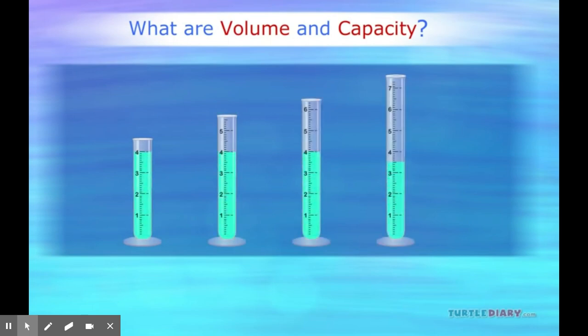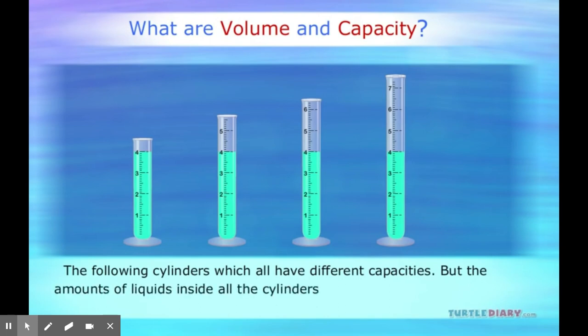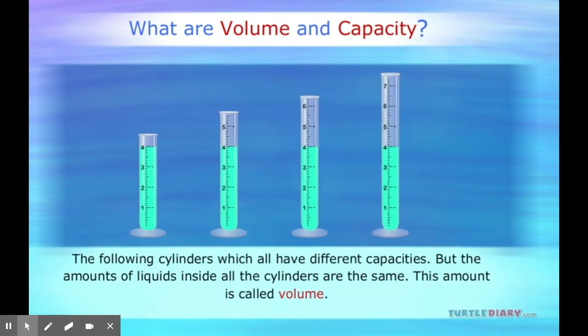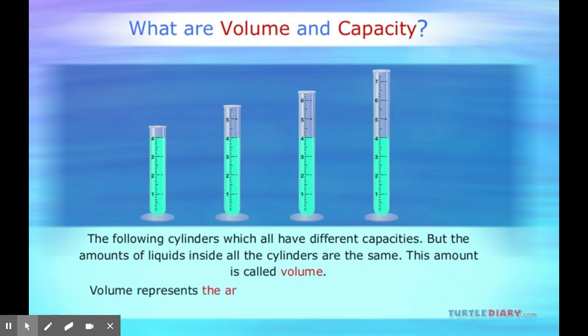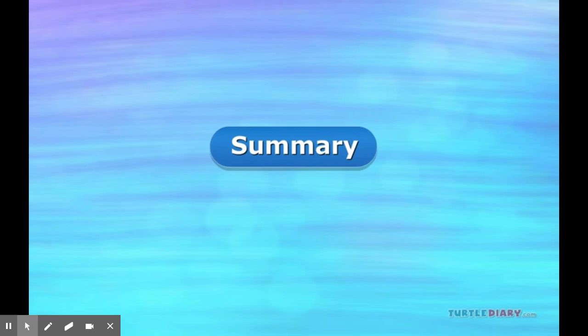Sometimes the amounts of liquids inside different bottles or jars are the same, but the capacities of the containers are not the same. The following cylinders all have different capacities, but the amounts of liquids inside all the cylinders are the same. This amount is called volume. Volume represents the amount of a liquid, or how much space the liquid takes up in a container. Let's see what you have learned in this lesson.